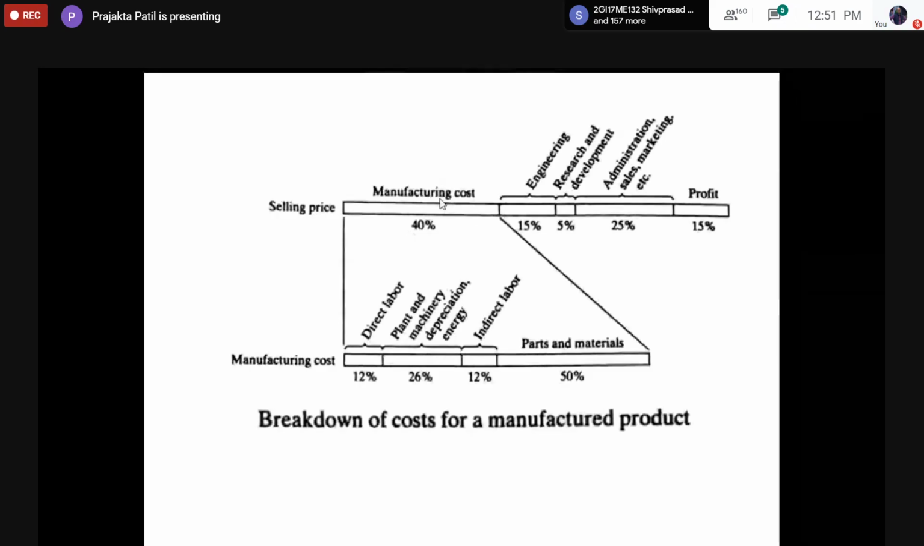40% of this total cost is actual manufacturing cost. 15% is related to engineering, fitting, etc. And there is around 15% of profit. This 40% of manufacturing cost is then further split up here. Of the manufacturing cost, 50% is associated with parts and materials, 12% for direct labor, 26% for plant, machinery, depreciation, energy, etc., and 12% goes for indirect labor. So this is just for your information, how the breakdown of the cost of a manufactured product is, and this is basically given by Mr. J. Black.